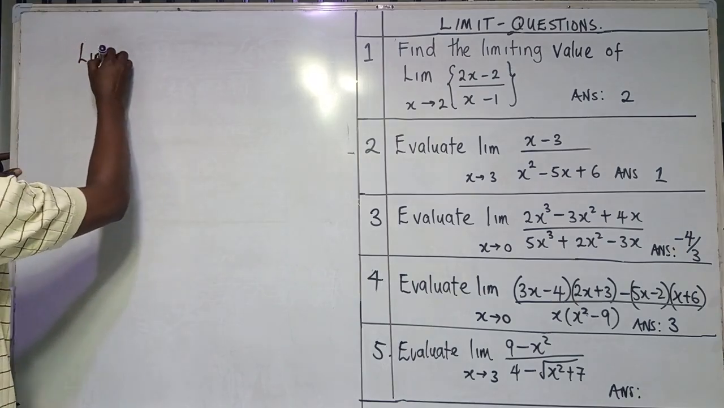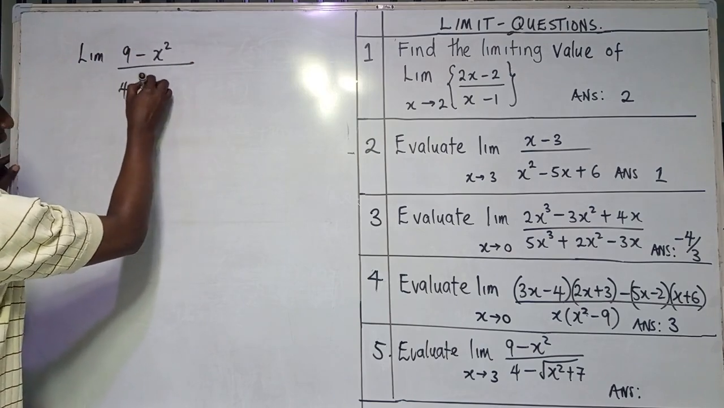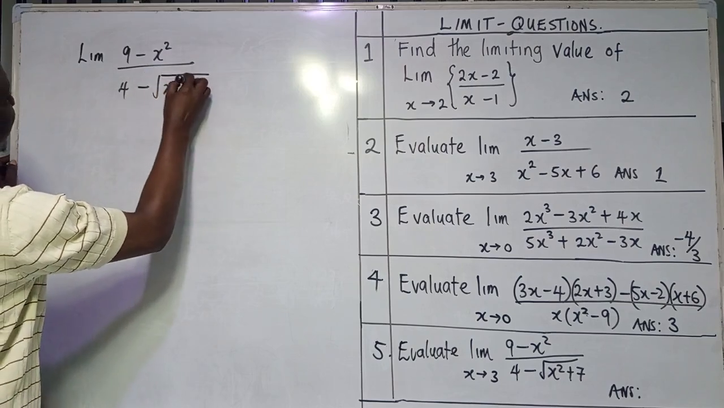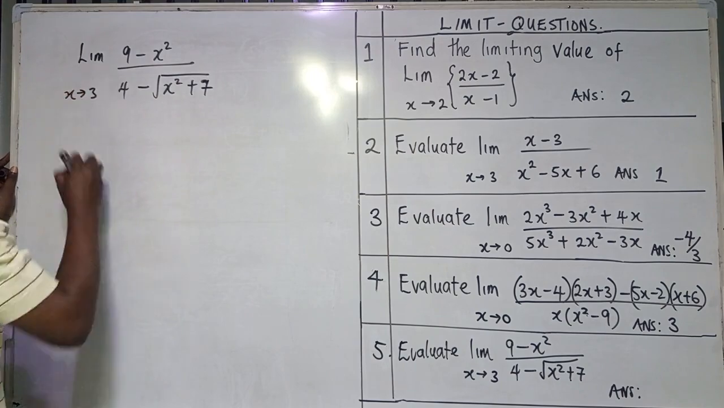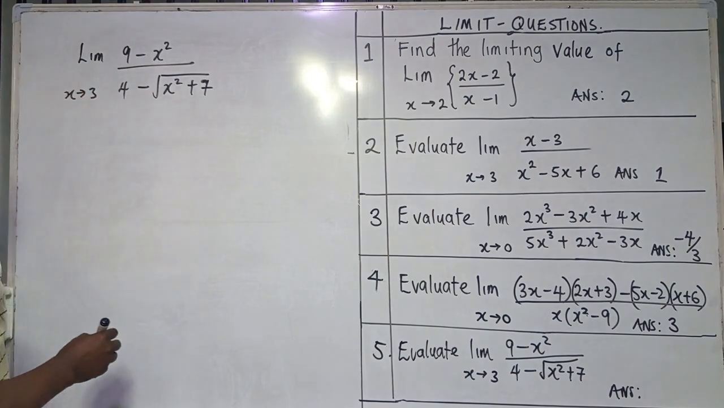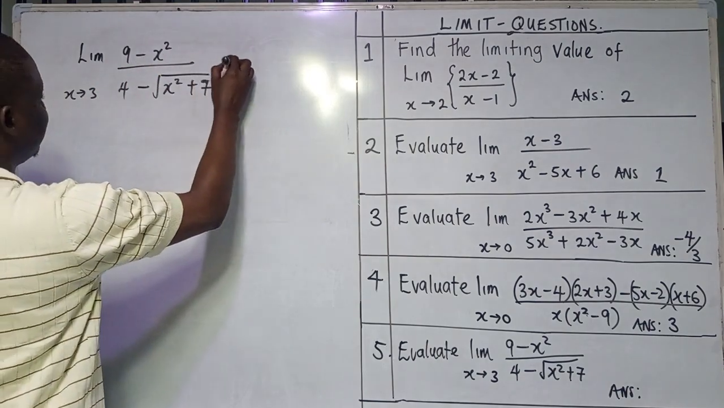So this one now: limit of 9 minus the square root of s squared plus 7 over 4 minus, as s tends to 3. Now what we're going to do is put the 3 directly first. It's already in the simplest form.